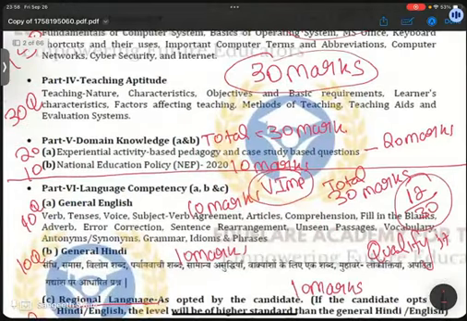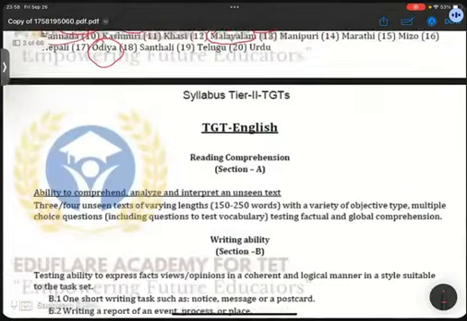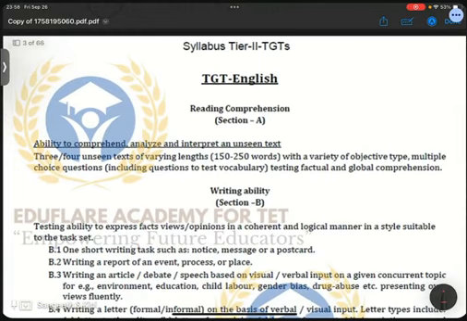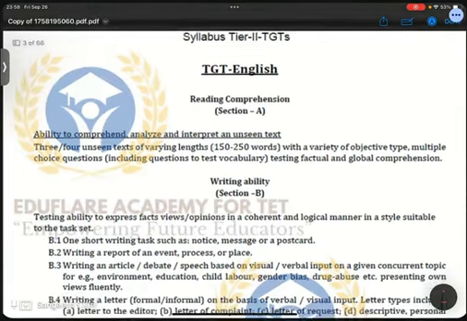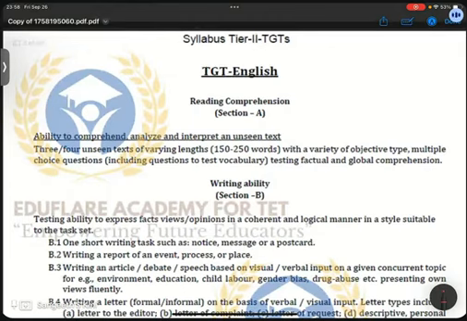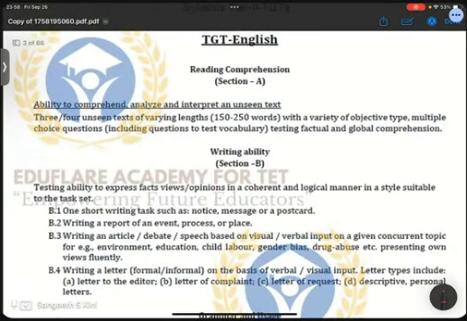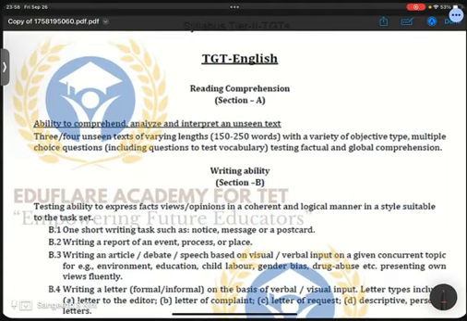Next, after qualifying this tier 1, we move to our subject paper, that is tier 2. This is the main exam. You can appear for this subject exam only after qualifying the tier 1 exam, that is the preliminary exam. So this is the second phase of the examination. Here we deal with our subject.